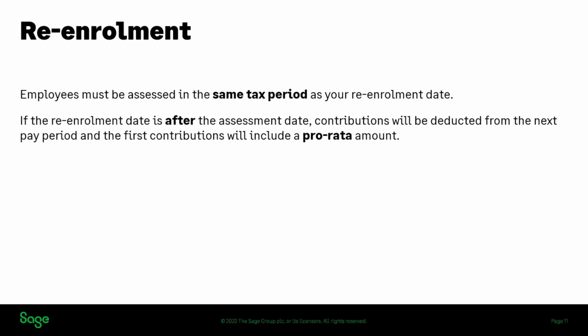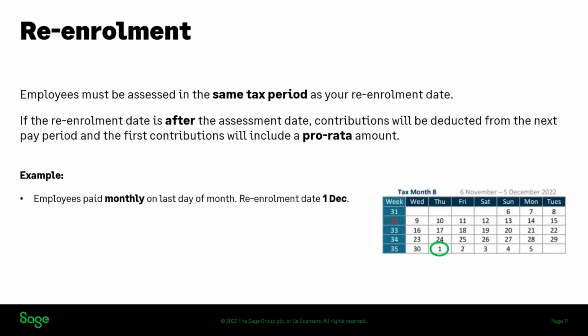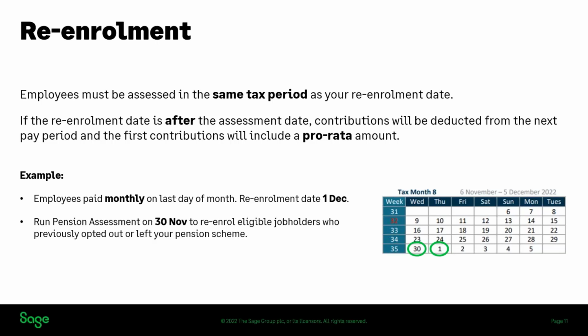And if this is sounding familiar, this is what happened for a lot of people when you first staged for automatic enrolment. So let's give you an example to bring this to life. And this is the example I'm going to use in the demo. So if your employees were paid monthly on the last day of the calendar month, and you've chosen a re-enrollment date of the 1st of December, your re-enrollment needs to take place in tax month 8.